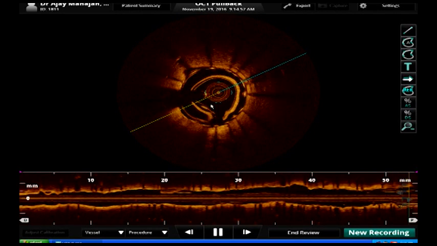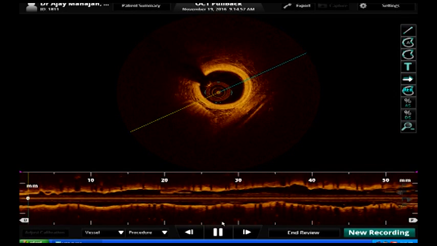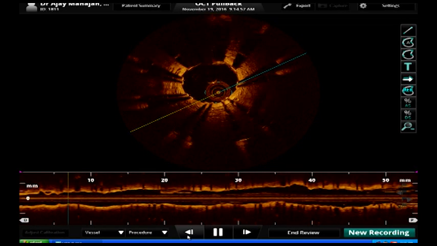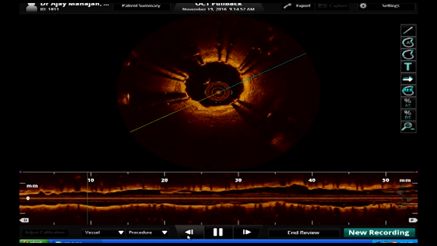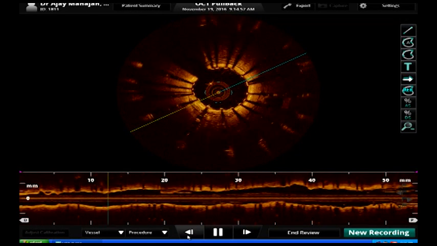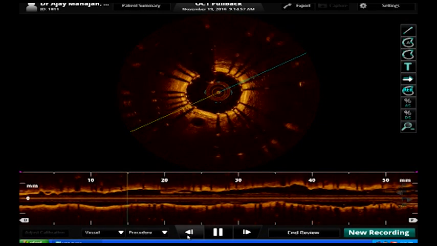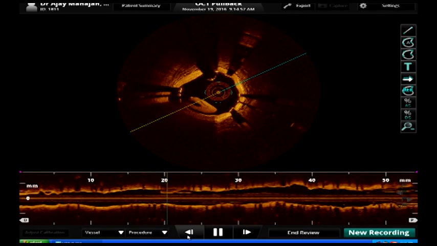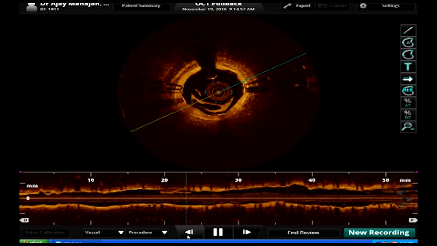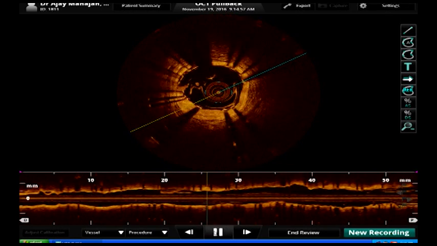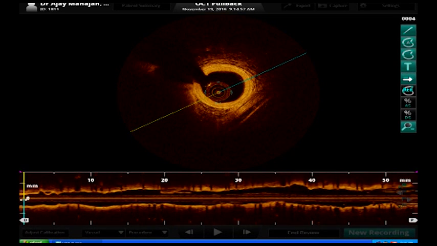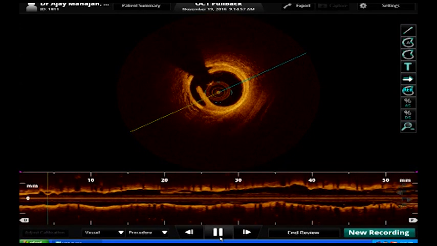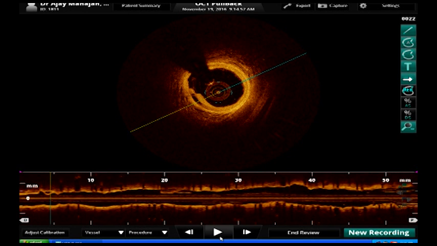The residual stenosis has reduced. Should I pull out the wire now? No, go back to 5 millimeters. There is a dissection there, distally, a little bit away from the stent, 5 millimeters distal to the stent. Take it to 5 millimeters. Right there.